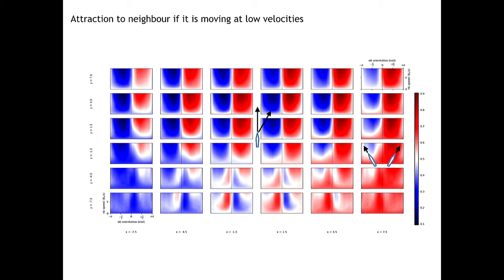Now, it gets more complicated and more interesting. There are some portions of the space in which if my neighbor is not moving at high speed, independently of whether it's moving to the left or to the right, my focal animal is moving to the right. So there are parts of the space in which if the neighbor is not moving fast, it's only an attraction part. Here it's going to align, but here it's only going to attract.